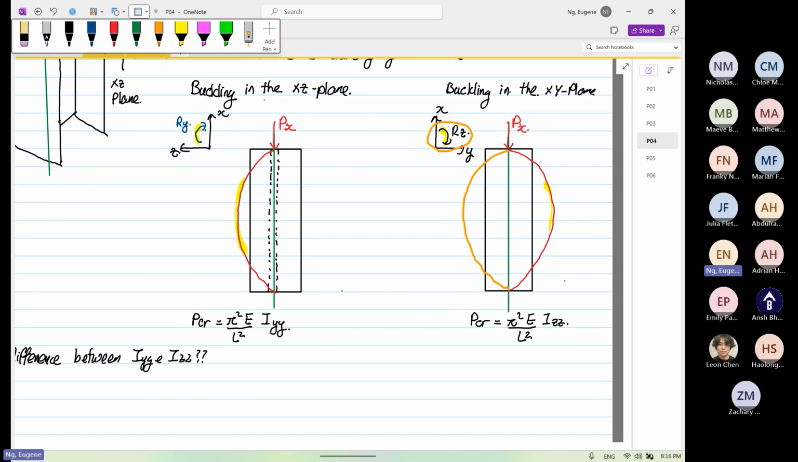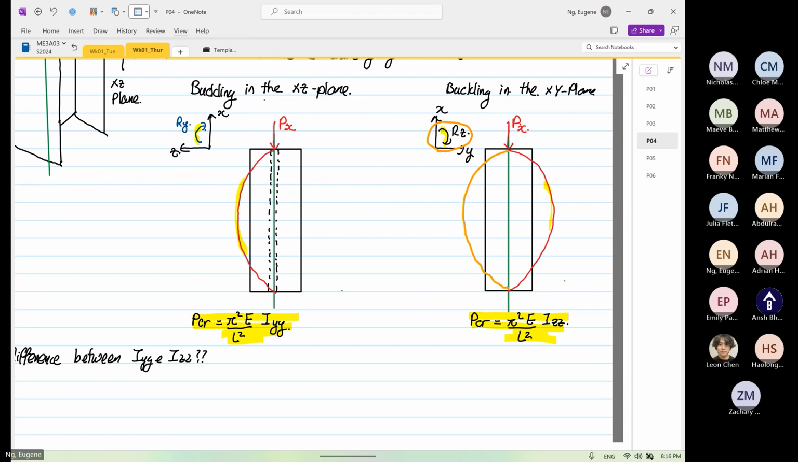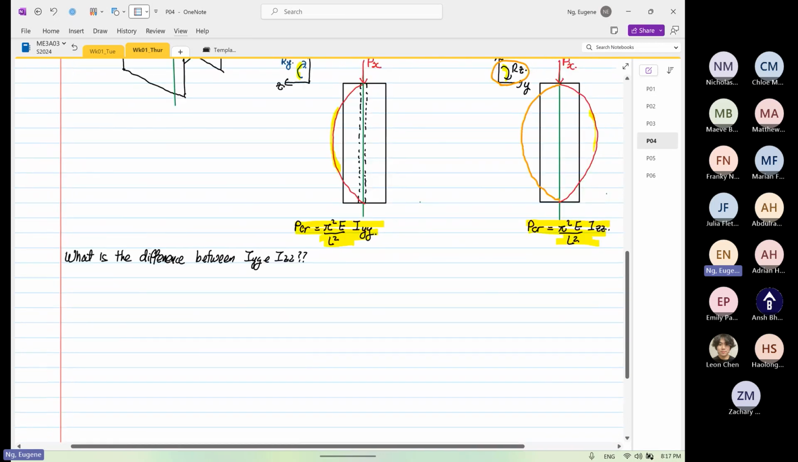if we look at this equation over here and this equation over here, both of them have the same Young's modulus, both of them have the same length. The only difference is the second moment of area.